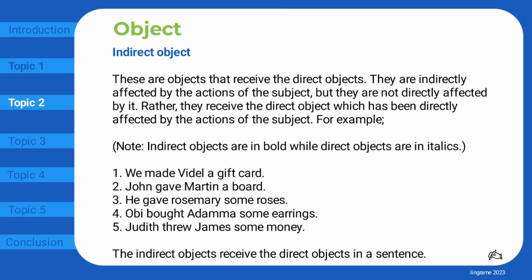We made Vidal a gift card. John gave Martin a board. He gave Rosemary some roses. Obi bought Adama some earrings. Judith threw James some money. The indirect objects receive the direct objects in a sentence.